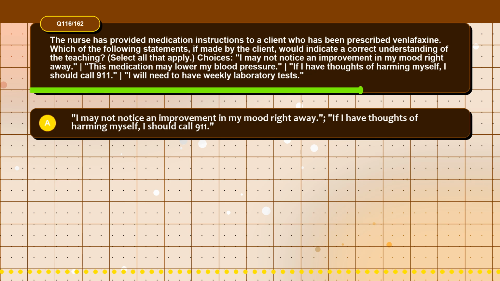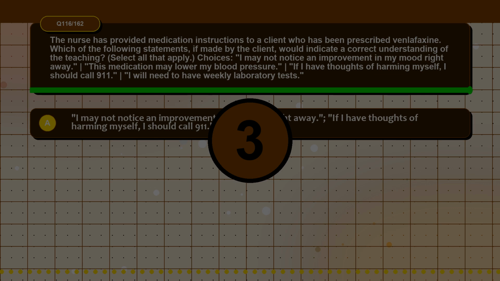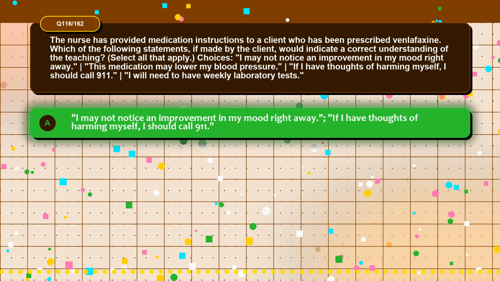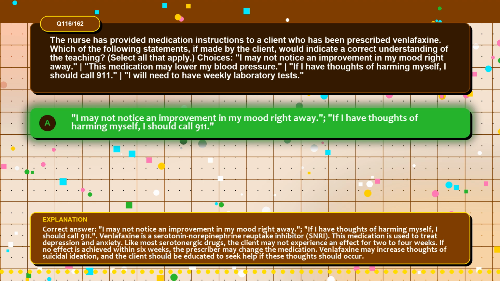Here are the options. Option A. I may not notice an improvement in my mood right away. If I have thoughts of harming myself, I should call 911. The correct answer is option A. I may not notice an improvement in my mood right away. If I have thoughts of harming myself, I should call 911. Correct answer.